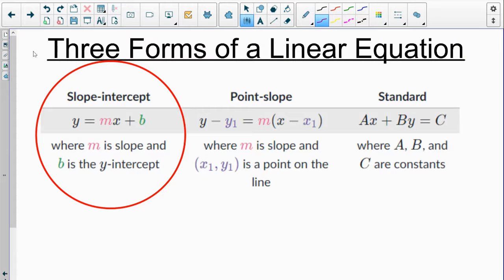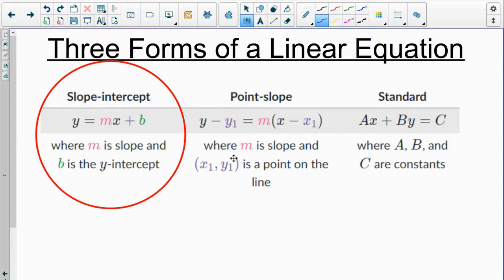So what we have here is three forms of a linear equation. You don't need to write all of this down. I really am just focusing on this first circle. Slope-intercept form is one way that we write linear equations. And typically we think of that as just y equals mx plus b, where m is the slope and b is the y-intercept. And I actually have this on a separate page for you to write down.